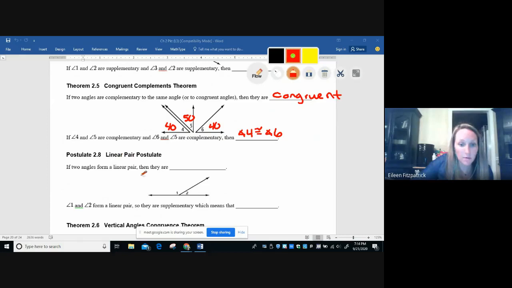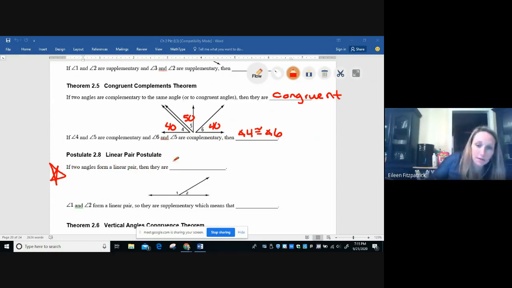All right, next we have the linear pair postulate. This one is big as well. We use this a lot, so pay attention. If two angles form a linear pair, then they are supplementary.